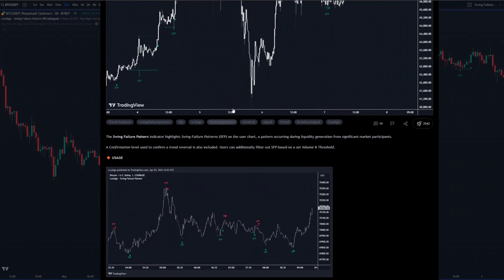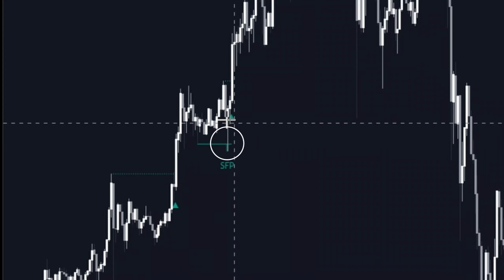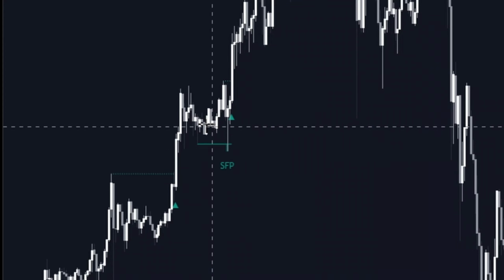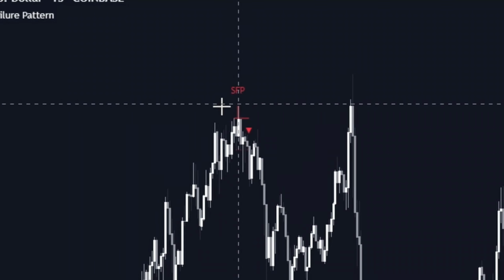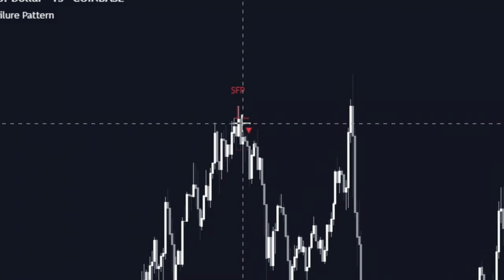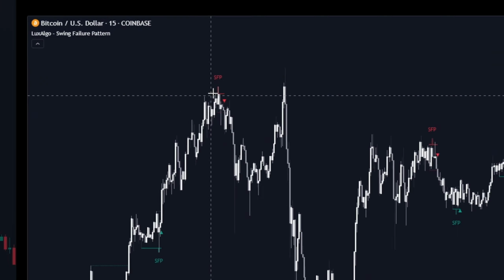So what does it mean on the chart? We have a long swing failure pattern signal when we have a lower shadow that goes below a recent swing, which is this one in this example, and then closes back above that level. Whereas we have a short swing failure pattern signal when we have an upper shadow that goes above a recent swing but closes below that recent swing.